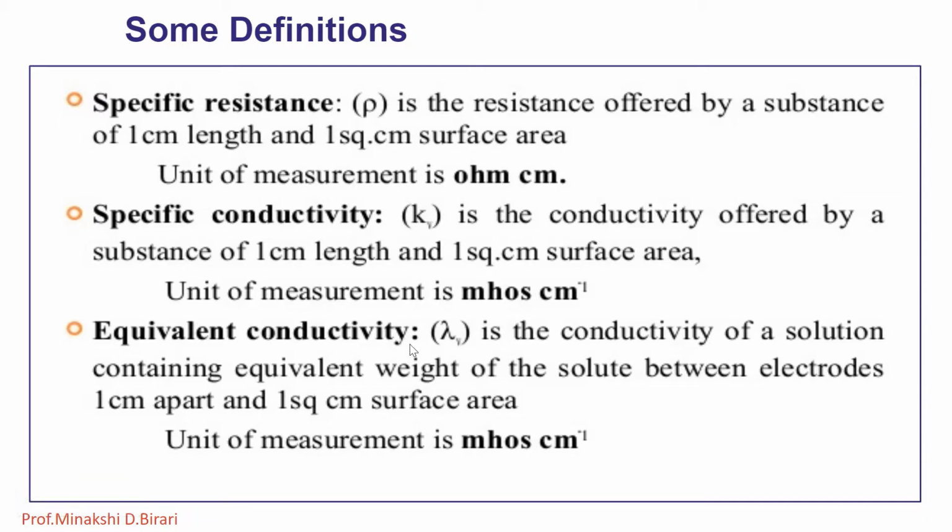Then equivalent conductivity. Equivalent conductivity is the conductivity of a solution containing an equivalent weight of the solute between electrodes 1 centimeter apart and 1 square centimeter surface area. What is the unit for this? That is mho per centimeter. So equivalent conductivity also has the unit mho per centimeter.